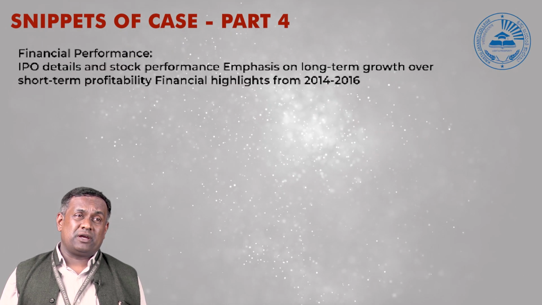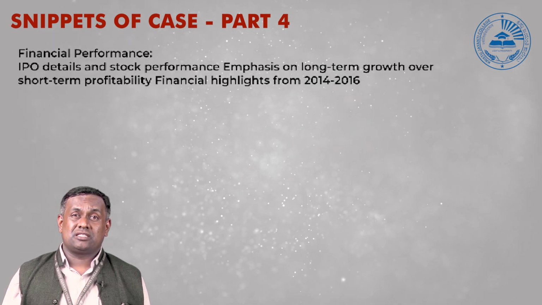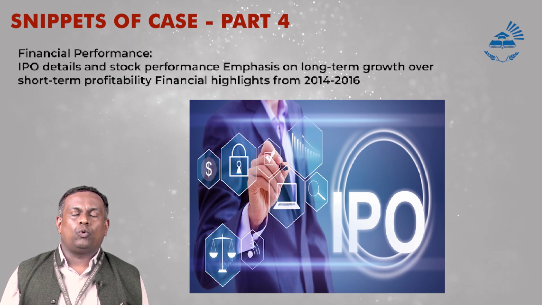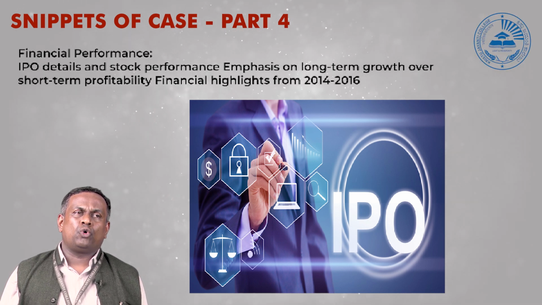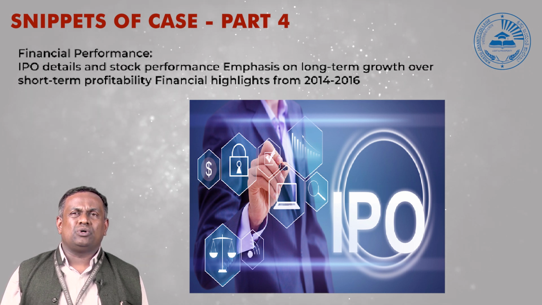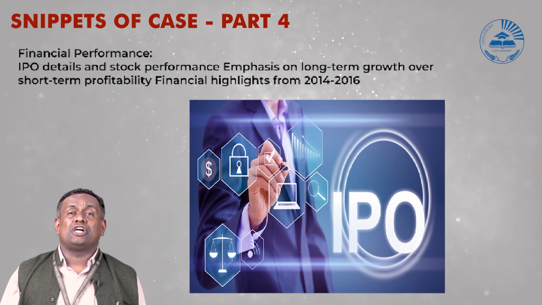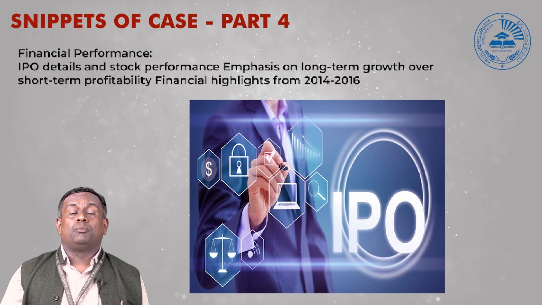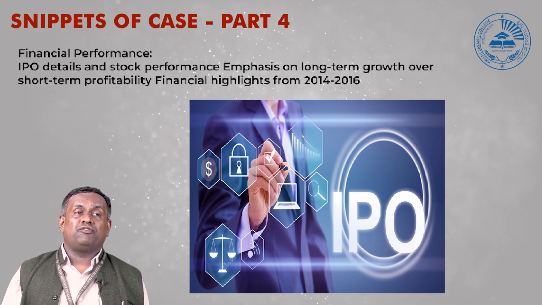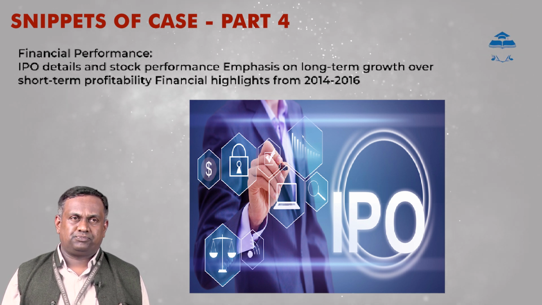When you go for the fourth snippet, that is the financial performance. This is our focus area. So what are the IPOs, when it started, how the stock performed. Then we are going to emphasize long-term growth over short-term profitability. That is how the organization is focused on long-term return rather than short-term profits or short-term benefits. And we have come across the financial highlights from 2014 to 2016, how it has evolved.